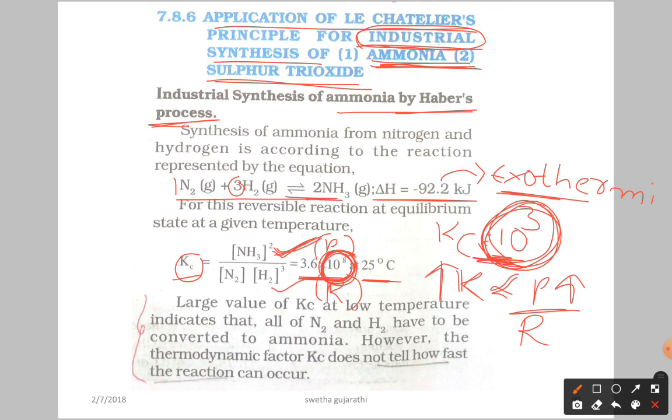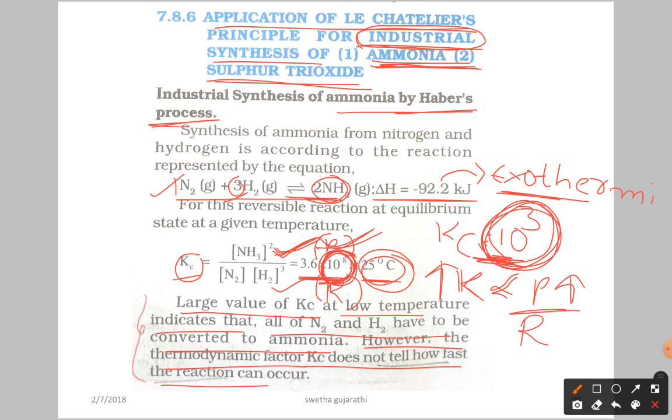But here a large value of Kc at low temperature indicates that all the nitrogen and hydrogen has to be converted into ammonia. Based on this value you can tell that the maximum amount of reactant is consumed and product is formed. But here the temperature is very low. However, the thermodynamic factor Kc does not tell how fast the reaction can occur.